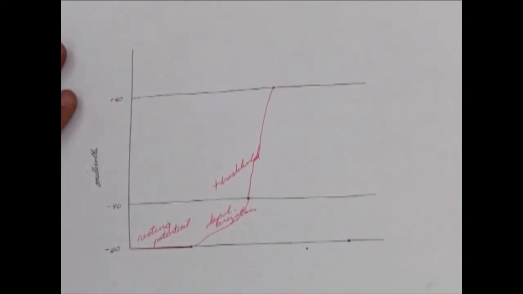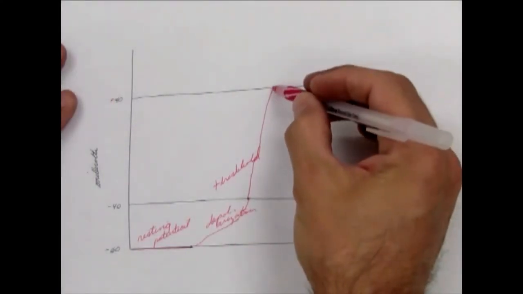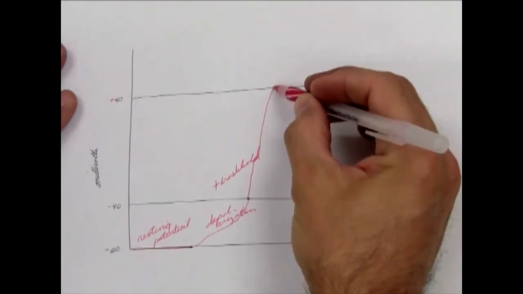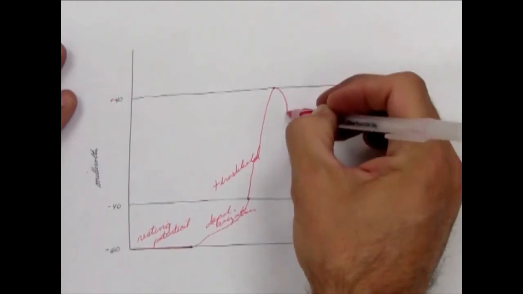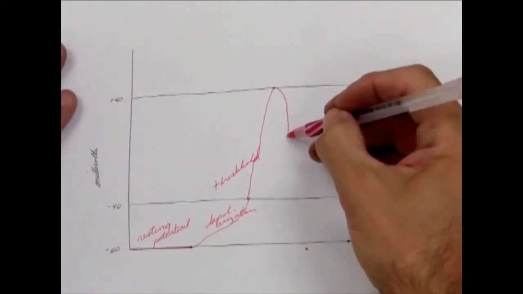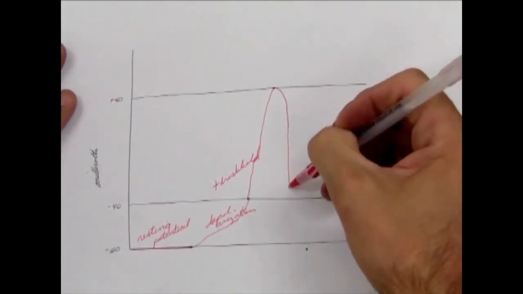At positive 40 millivolts, that activates the voltage-gated potassium channels and deactivates the voltage-gated sodium channels. This drives potassium out of the neuron, which lowers the charge.